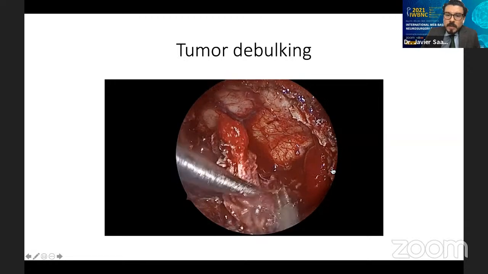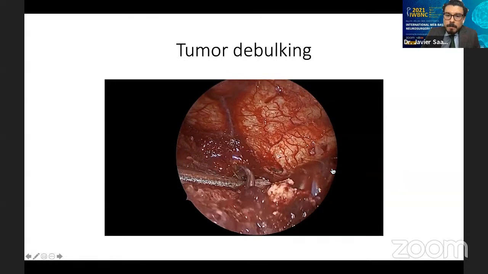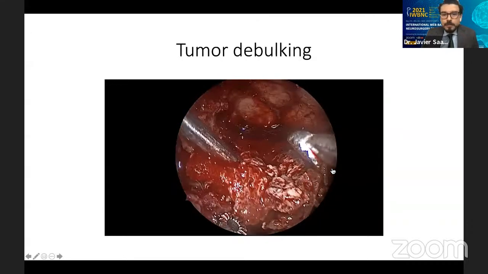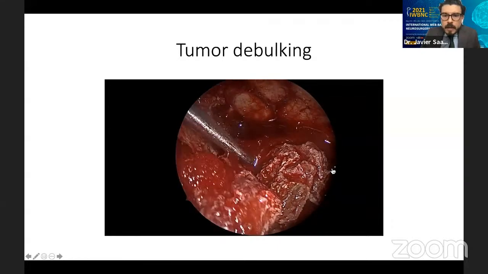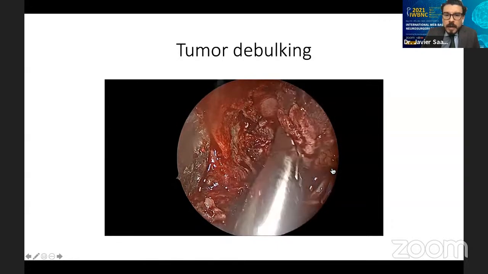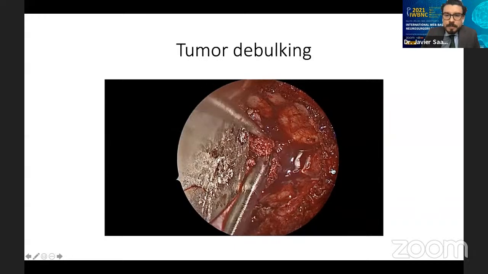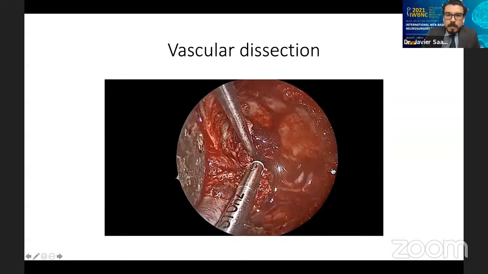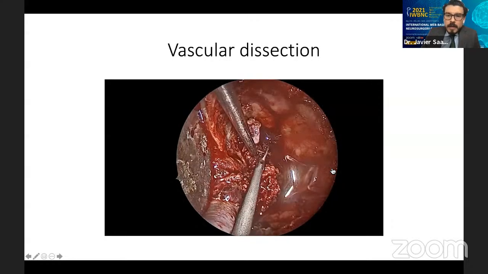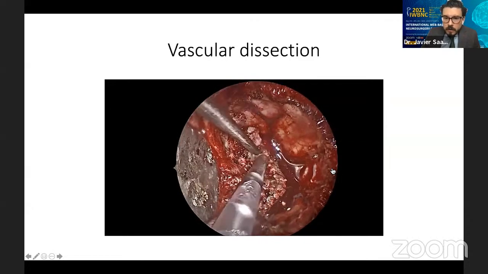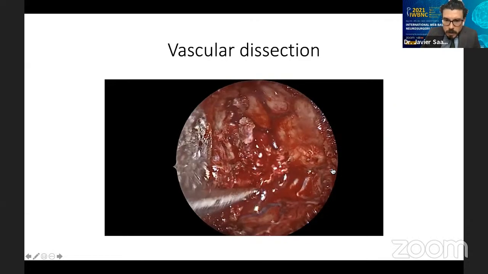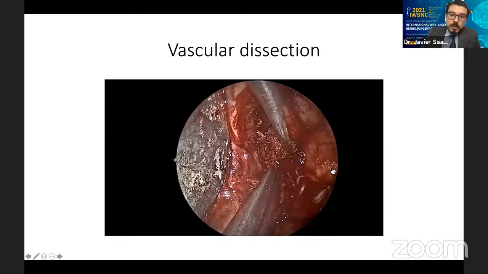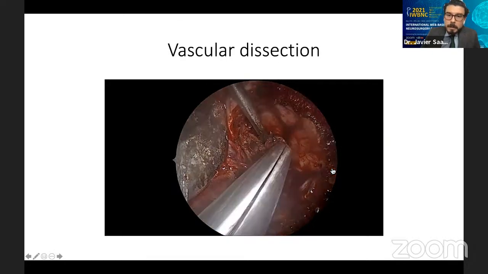It's really attached with this neovascularization. We keep taking out the tumor. You debulk the tumor progressively. And we can finally see the most medial part of the MCA. You will see it right away. Here we are. We use the same surgical tools as in endoscopic skull base surgery.